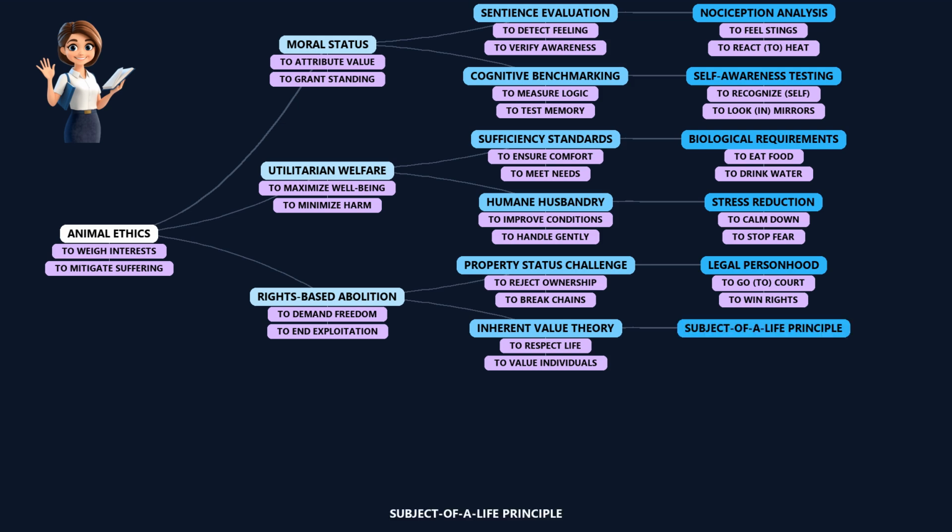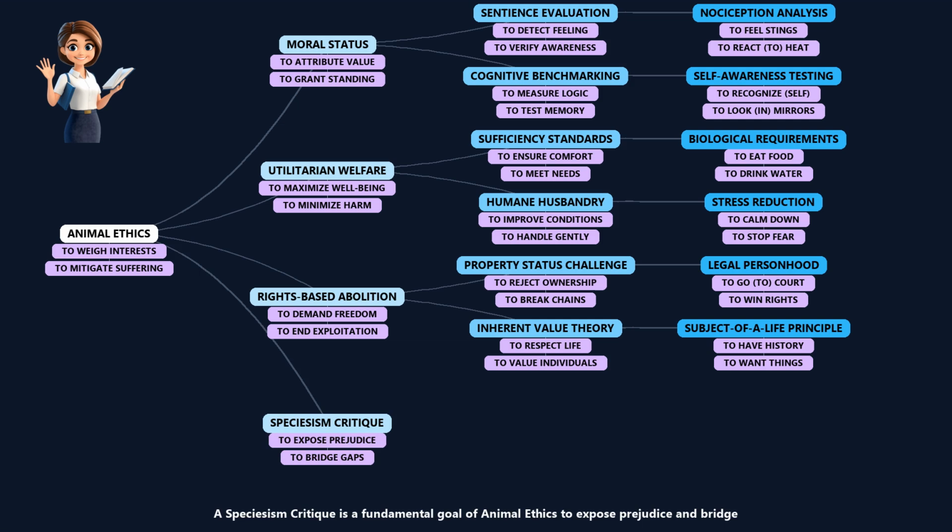Subject of a life principle. Under the subject of a life principle, we realize that a pig can have history and want things just like a person does. This means the animal has its own life story and its own dreams for the day. Speciesism critique. A speciesism critique is a fundamental goal of animal ethics to expose prejudice and bridge gaps between different kinds of life. Basically, we are questioning why we think humans are better than everyone else.